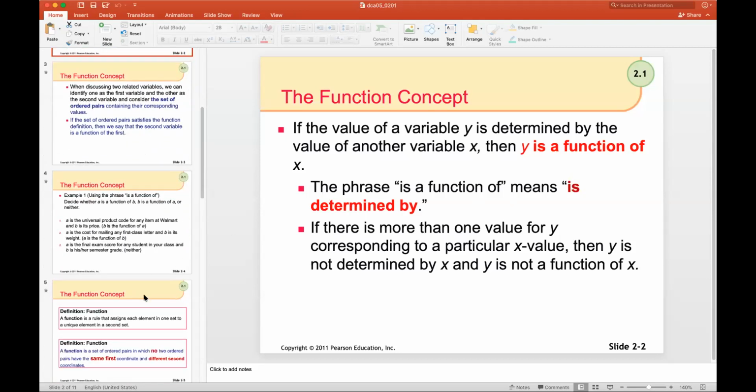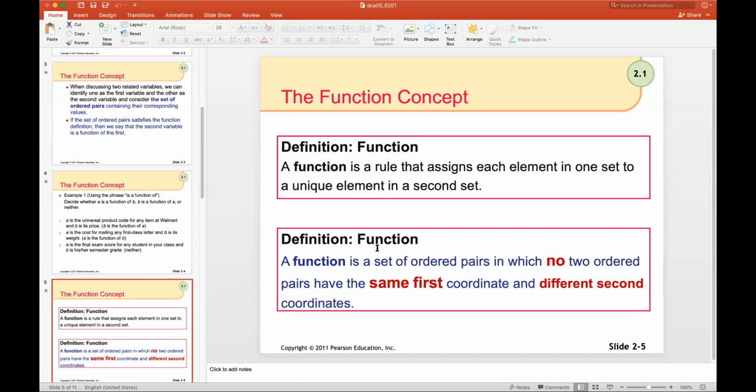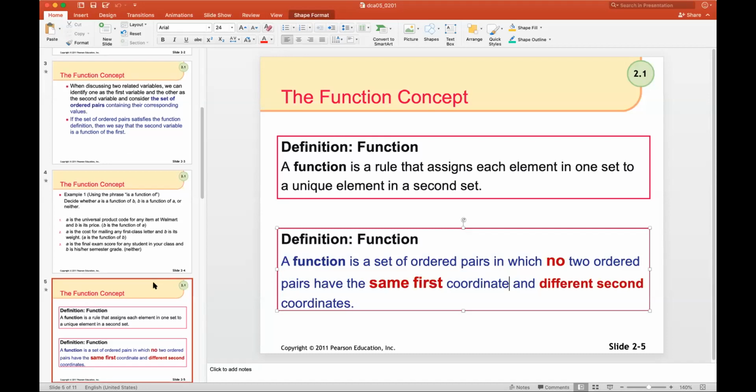I told you last time that the definition of a function is this: a function is a set of ordered pairs in which no two ordered pairs have the same first coordinate but different second coordinates. Why is this important? Because if a problem gives you a set of ordered pairs and asks you to determine whether or not the set is a function, you have to use that definition directly. Try to find two pairs that have the same first coordinate but different second coordinates. Then that's not a function. Keep that in mind.